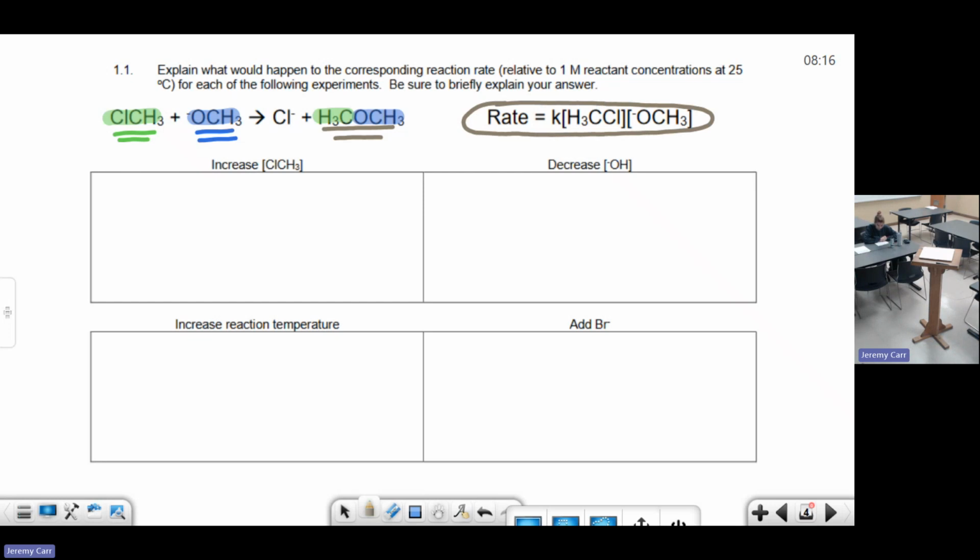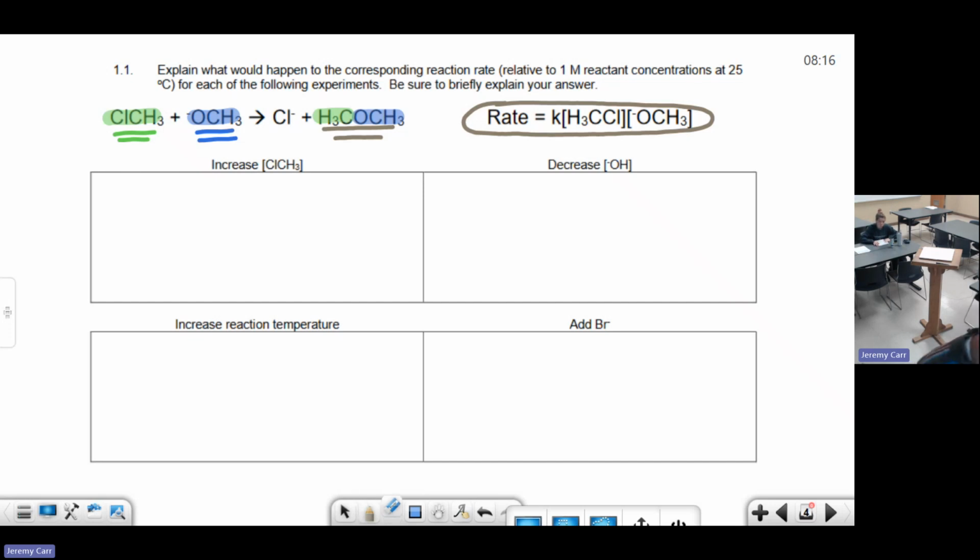So let's see what happens as we start to change these variables a little bit. Now, keep in mind, we're going to do this as a relative. We're going to reference this to a reaction where we have 1 molar of the green, 1 molar of the blue. That's our baseline right there. So everything is in reference to that. Let's look at our first example here. We are going to increase the concentration of methyl chloride.